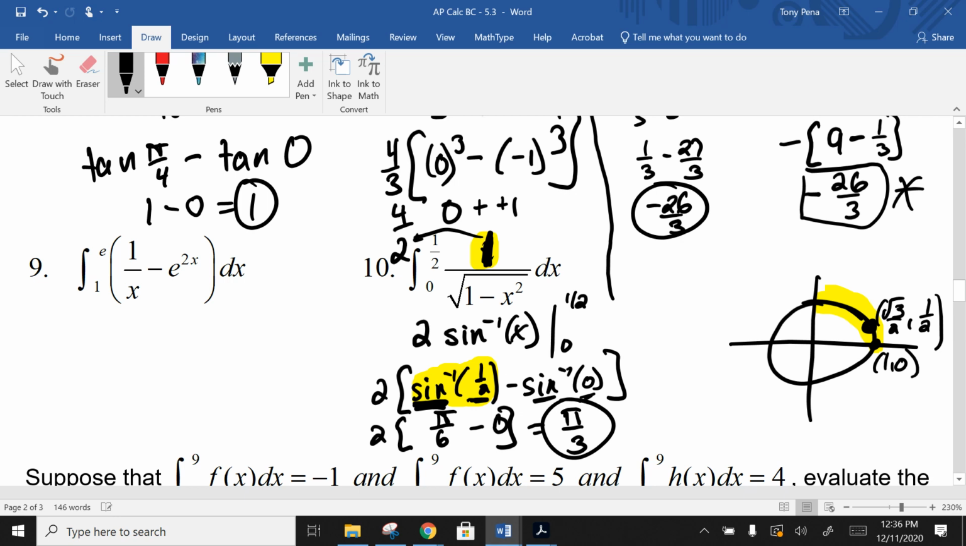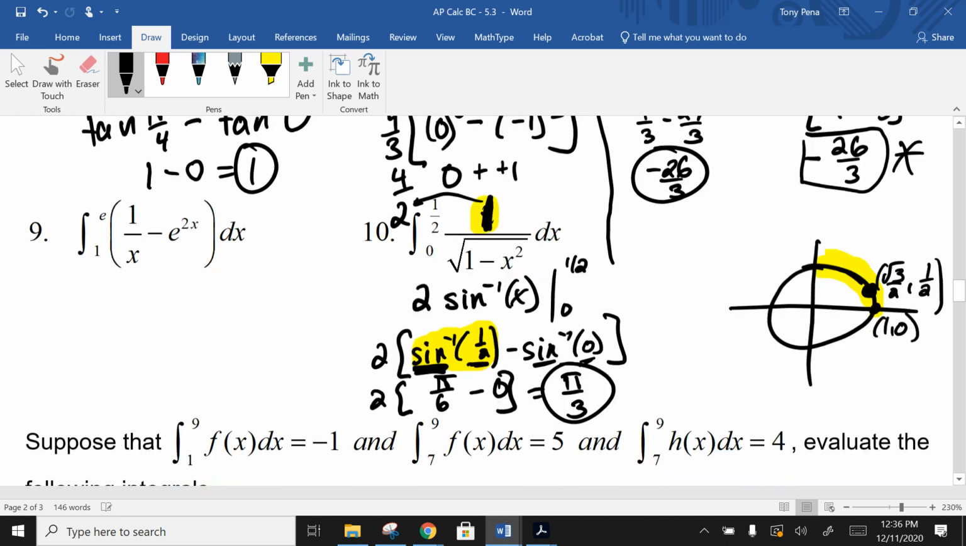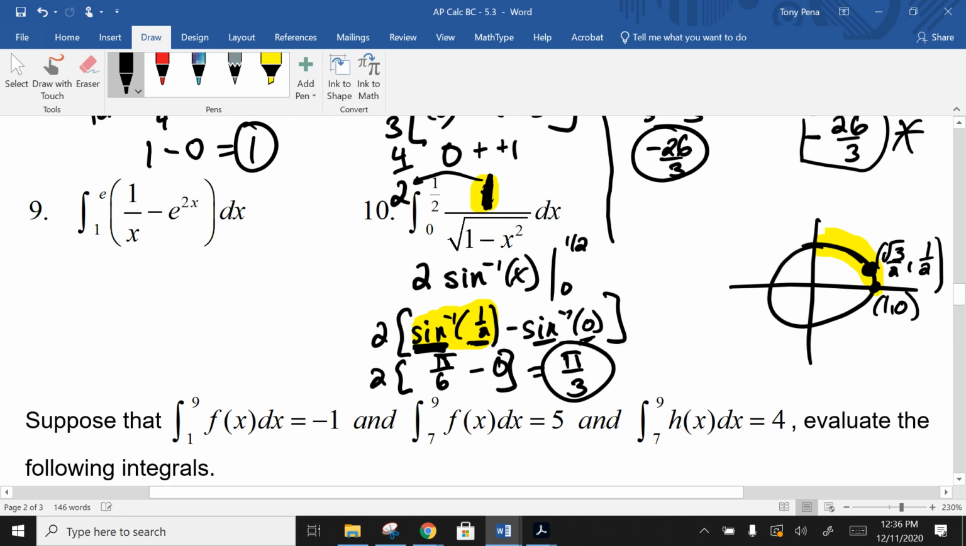So the new part's pretty easy, but it allows me to give you some old stuff, see if you remember all these things at the same time. Let's go to number 9. I didn't want to skip number 9. I just didn't realize it was there. So the antiderivative of 1 over x we would have just done in the previous problem. So that's our natural log. And then we should now know the antiderivative of e to the 2x is e to the 2x divided by 2.